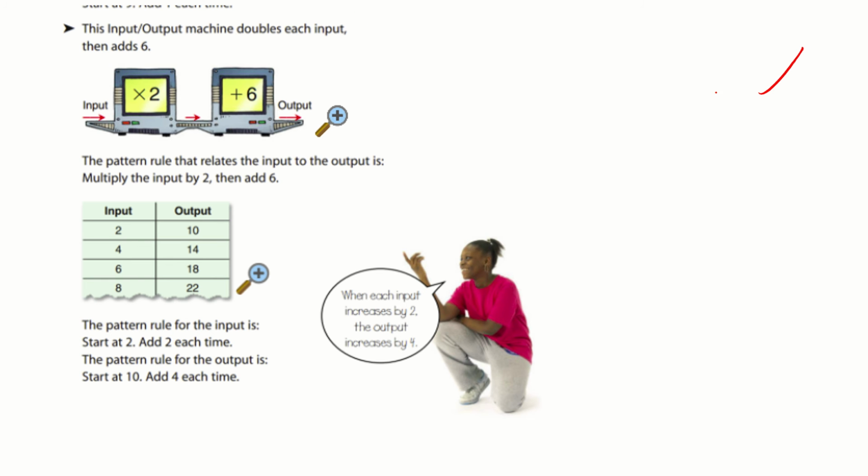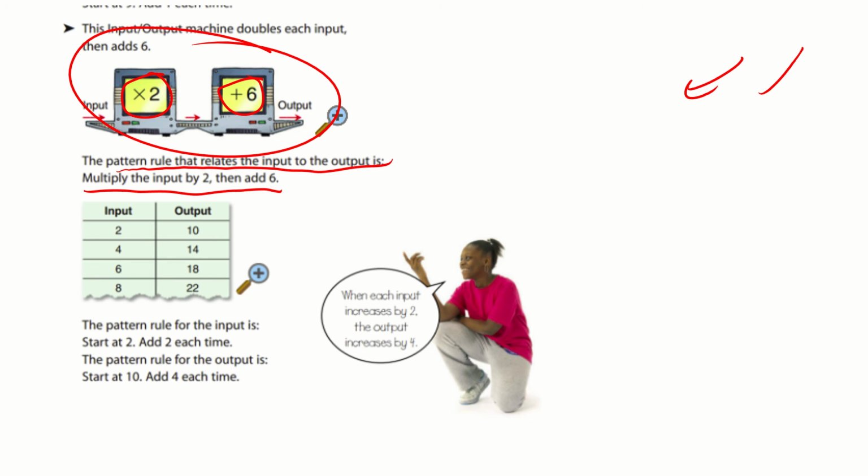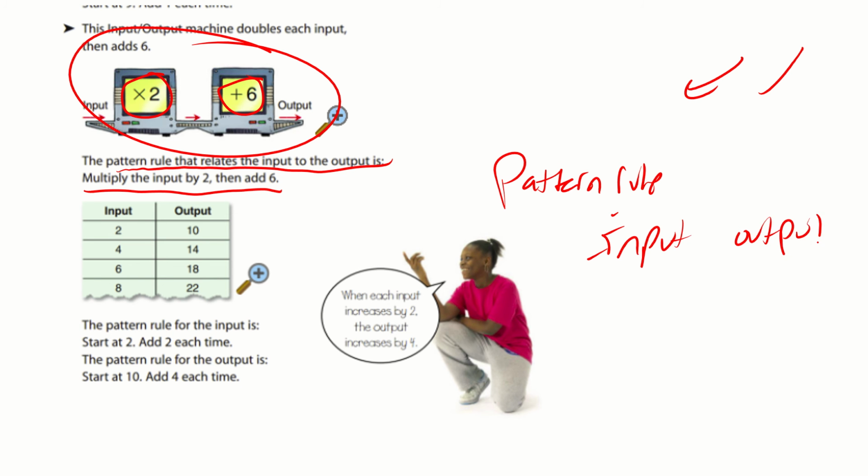Okay, you can also have input-output machines with 2 equations. So here, our input-output machine multiplies by 2 and adds 6 to each input. The pattern rule that relates the input to the output is: multiply the input by 2, then add 6. The pattern rule with inputs and outputs is always going to be this up here.